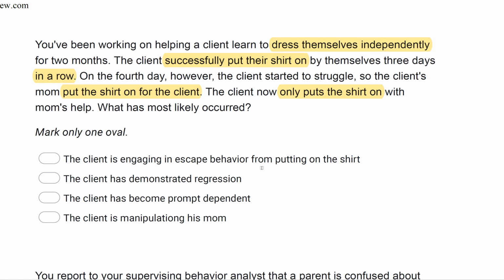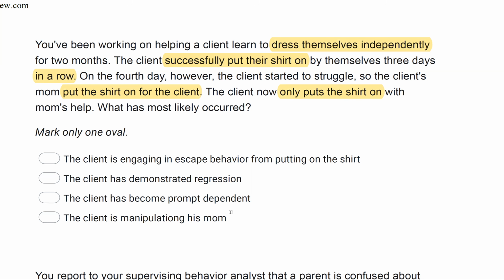Why it happened, likely because the only thing that's changed is the prompt, is the client became prompt dependent. Prompt dependency occurs when a client or a learner relies on prompts to get things done. And that's what happened here. Client was fine, independent, started receiving prompts, and now is waiting for those prompts to occur before they put their shirt on. That's a problem.